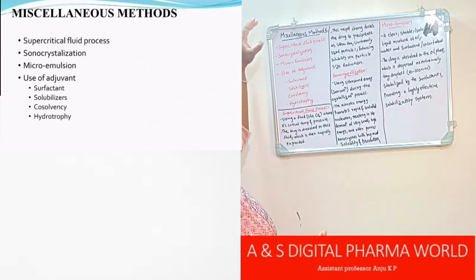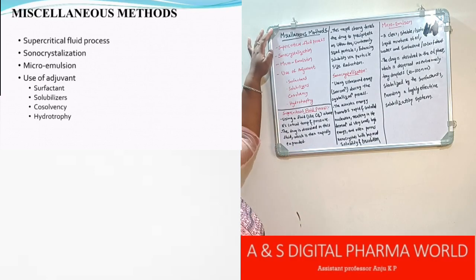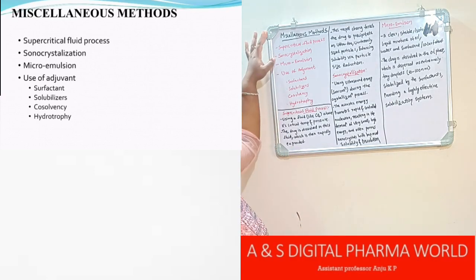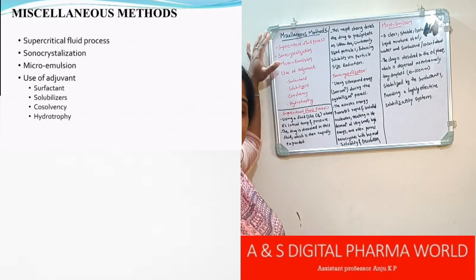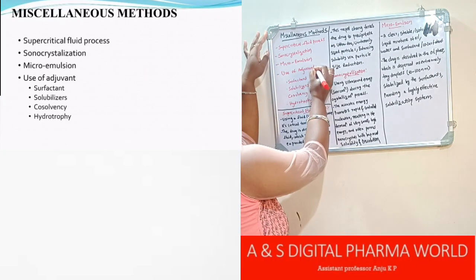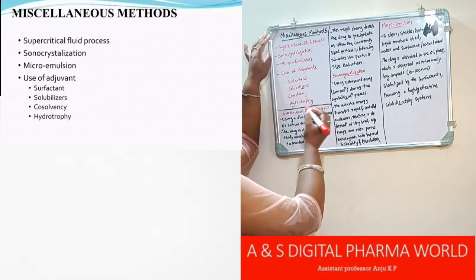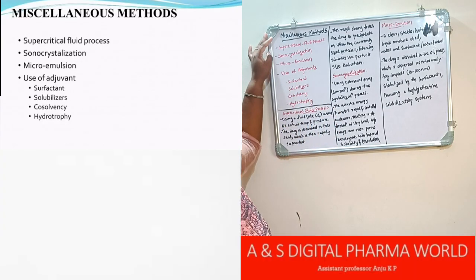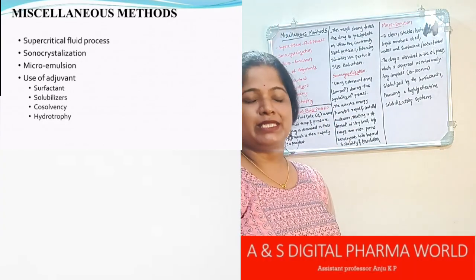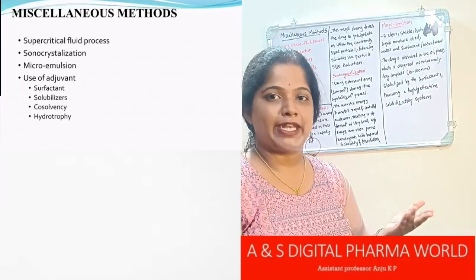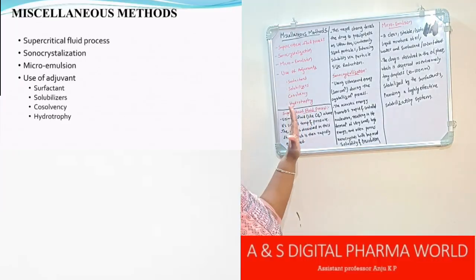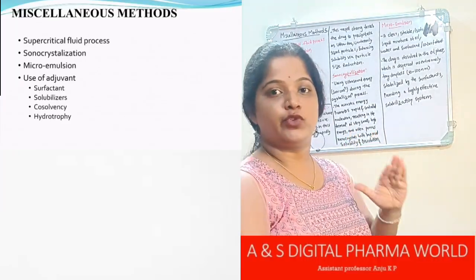Here we can see supercritical fluid process, sonocrystallization, microemulsion, and the use of adjuvants like surfactant, solubilizer, co-solvency, and hydrotropy. These are the miscellaneous methods which are used to enhance the solubility. First we will see what the supercritical fluid process is.